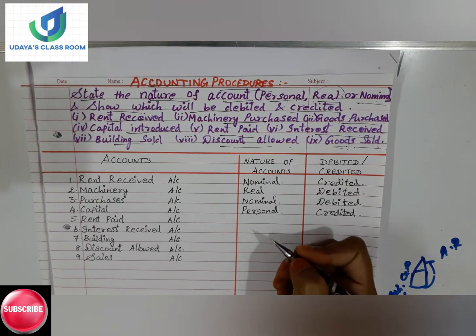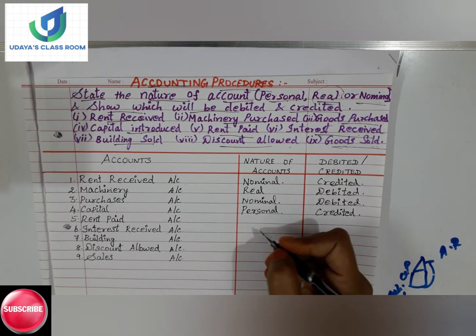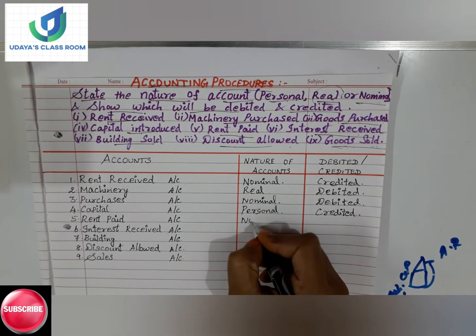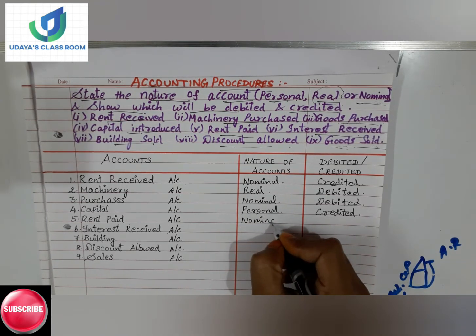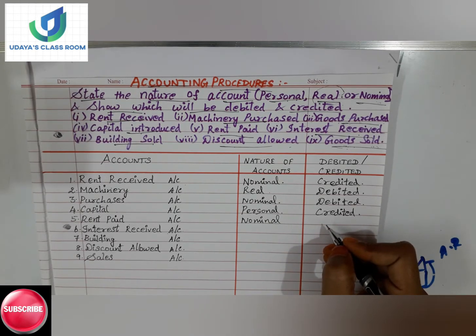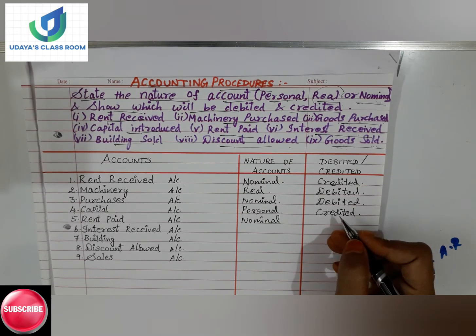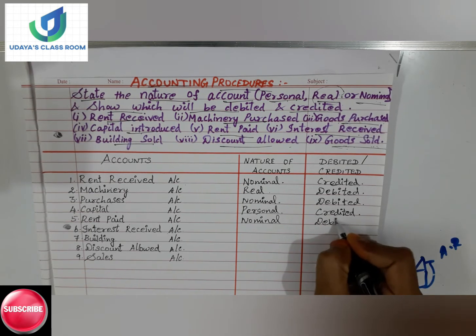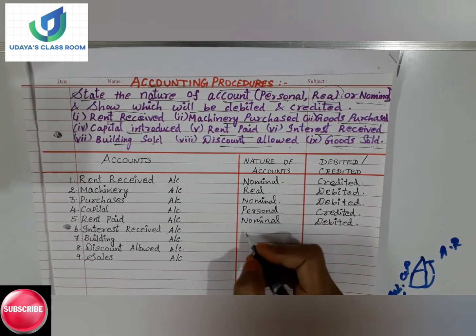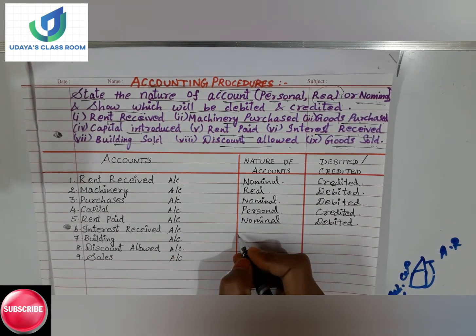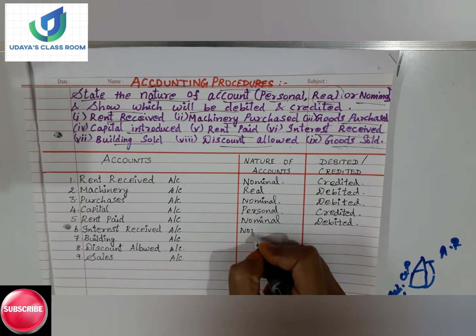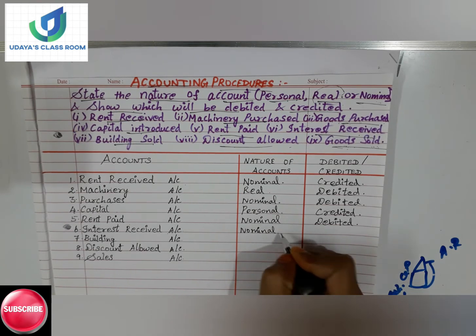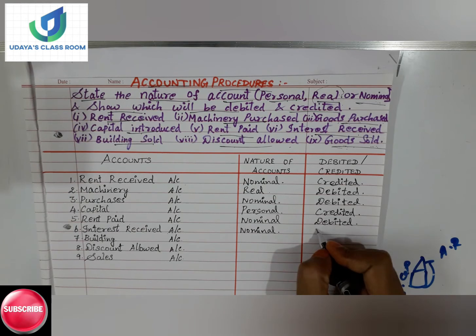And next is rent paid account. Rent paid means we have done an expenses, right? So the nature of account is nominal type, and we have to debit or credit when we pay. Debit all expenses and losses, right? So it's an expenses. So we have to debit. Then sixth one is interest received account. We have received interest. So it is nominal type of account. What is the rule? Debit all expenses and losses, credit all incomes and gains. So we have to credit.